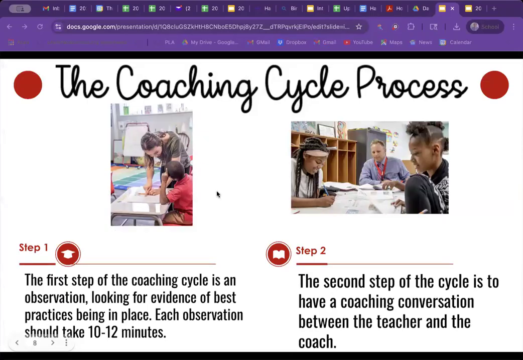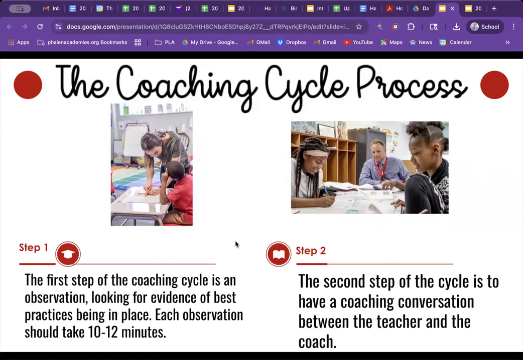So let's learn about the steps of the coaching cycle process. We're going to go through each one of them. Step one, the first step of the coaching cycle is an observation. The leader is looking for evidence of best practices being in place, and each observation should take about 10 to 12 minutes. Step two, the second step of the cycle is to have a coaching conversation between the teacher and the coach.